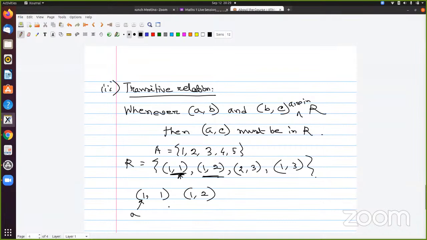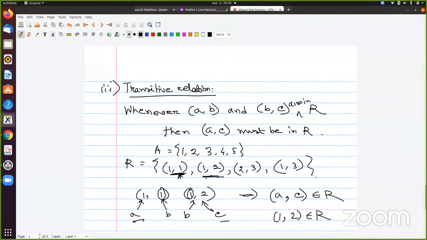This is my A, this is my B, this is my B, this is my C. I am taking two elements where the second element of the first pair and the first element of the second pair are same. This should be there. If such a case happens, if these two belong to R, then A, C should belong to R. Right? Then from the first two, which element should belong to R? 1 comma 2 belongs to R. Is that in R? Yes, that is there.